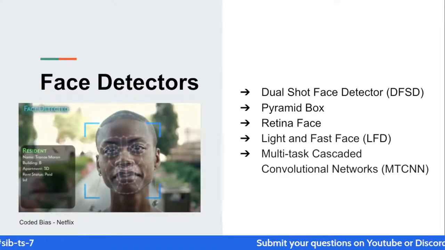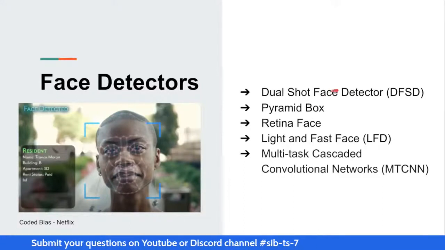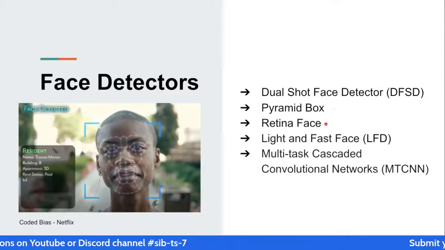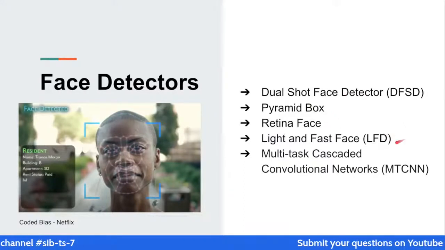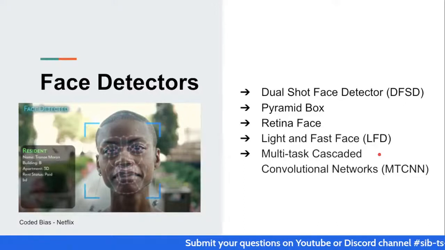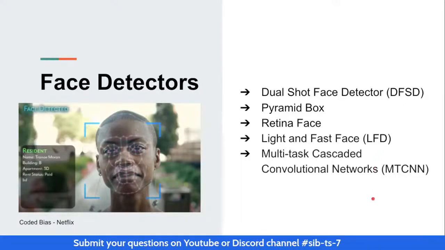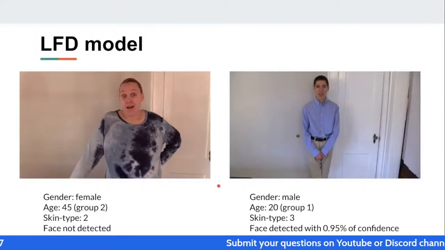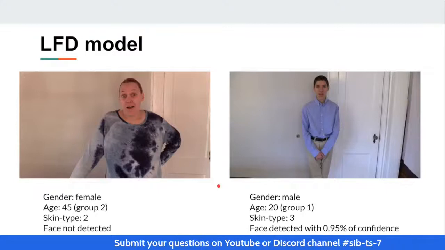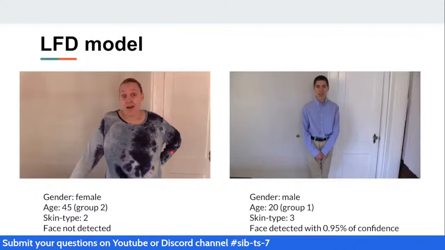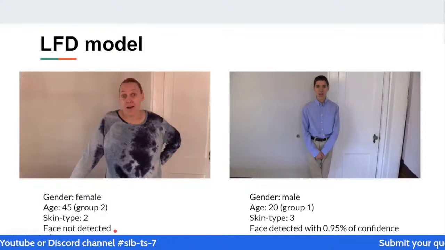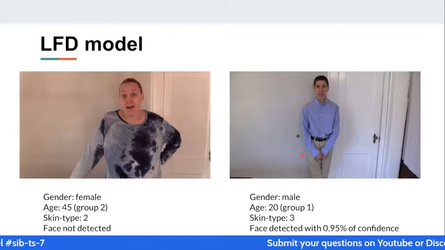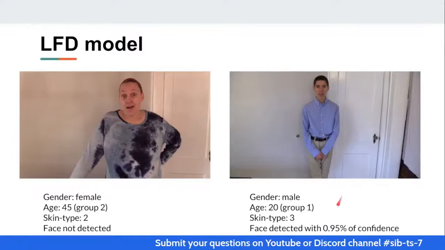Only detectors that have their implementation publicly available were used in this study. They were DSFD, PyramidBox, RetinaFace, LFFD, and the Multi-task Cascaded Convolutional Network. The main selection criterion was the time spent for inference, and the detectors used pre-trained models. In this picture, we observe 2 frames analyzed by the LFFD model. The frame on the left, a female whose face was not detected, and the frame on the right, a male person whose face was detected.